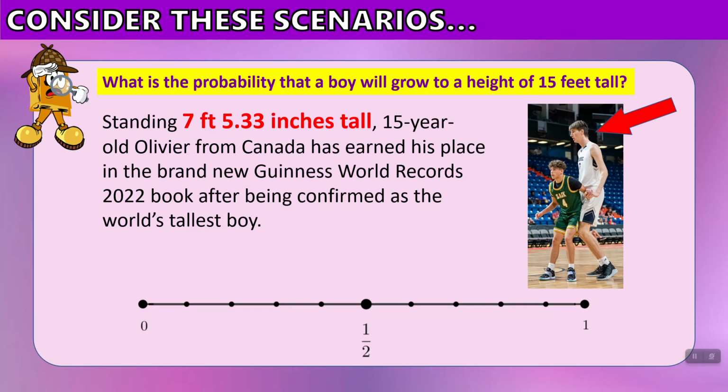What do you think the probability would be that a boy will grow to a height of 15 feet? That would be almost double his height. Well, we can say with certainty, or almost sure, that this is going to be impossible. If right now the world's tallest boy is 7 feet, 5.33 inches, it is almost impossible that a boy will get to be 15 feet tall. And so we can say that that probability is almost close to zero, if not zero.